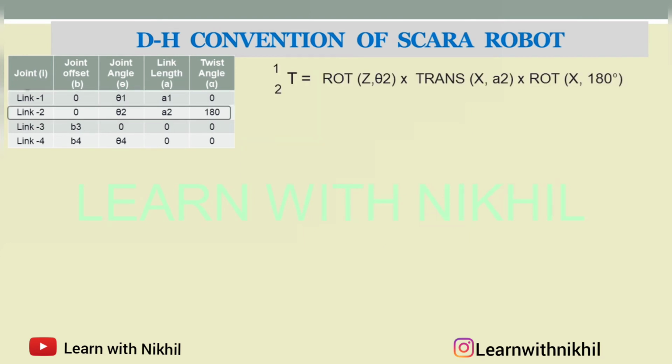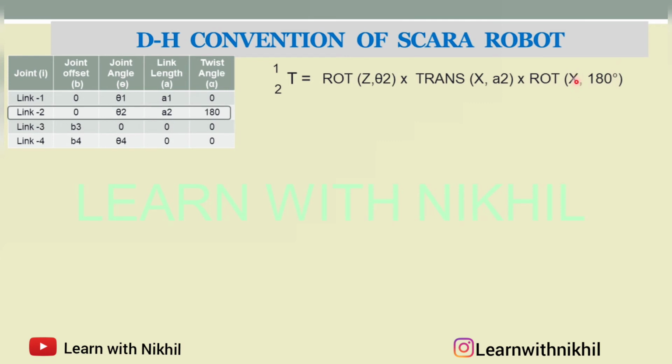Now for the link 2, as you can see, again you have a joint angle, the joint offset is 0, you have some joint angle theta 2, you have link length a2, and you have twist angle. So this is rotation, this is translation. Joint angle is rotation about z axis, so you have rotation z comma theta 2 multiplied by translation along x axis with a distance of a2, and twist angle is rotation about x axis with an angle of 180 degree. So this is alpha, 180 degree.